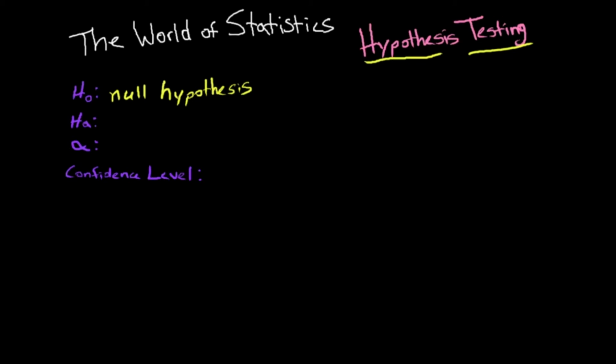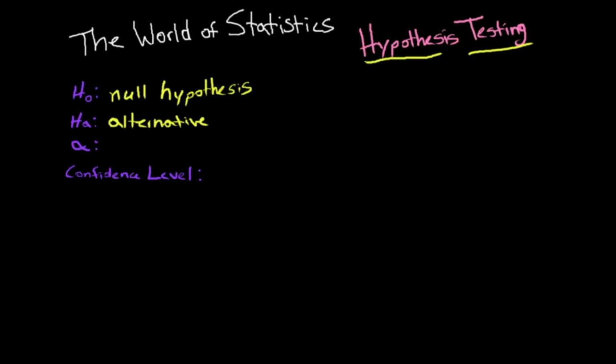The other one, which can be noted as HA, is our alternative hypothesis. With the alternative hypothesis, this is where the excitement is. This is what we're trying to find evidence to hopefully support. And it's really the opposite of the null, so it's what we're trying to disprove. So it's the alternative to the null.